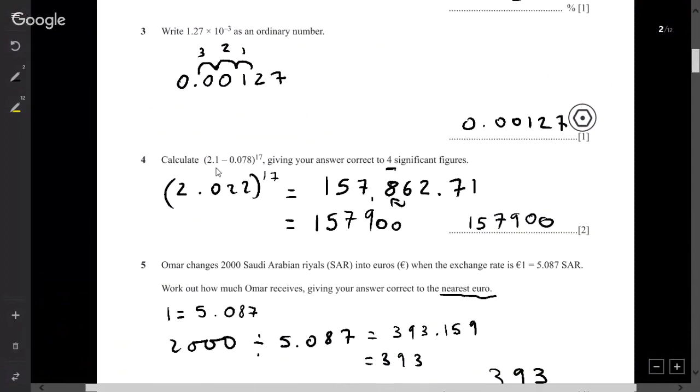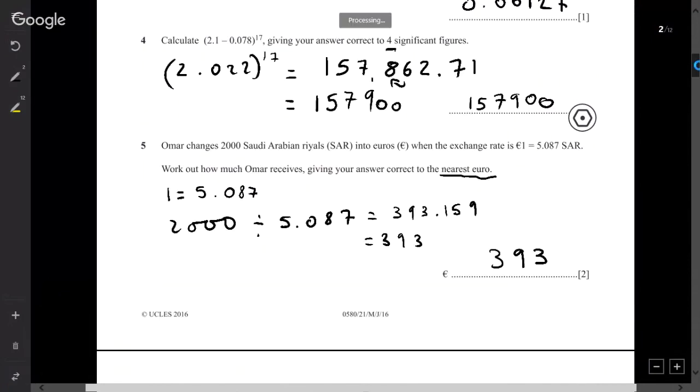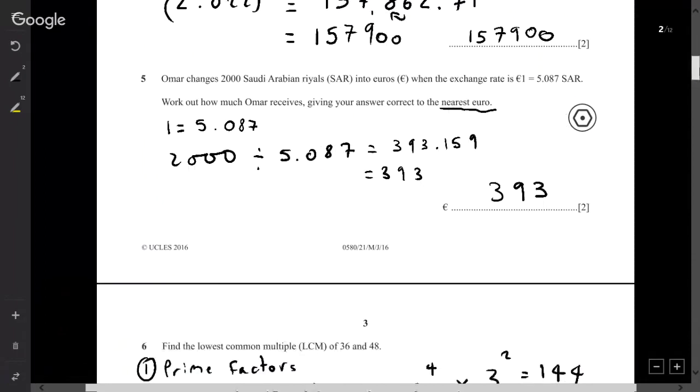Number 4, calculate (2.1 minus 0.078) to the power of 17. We'll do the brackets first, always, and then we're going to do the brackets to the power of 17, which we can do on a calculator, which is this long number here. They want it to 4 significant figures, so we're going to look at this: 1, 2, 3, 4. We can see that the 5th number is 6. We're going to round that up to 157,900.